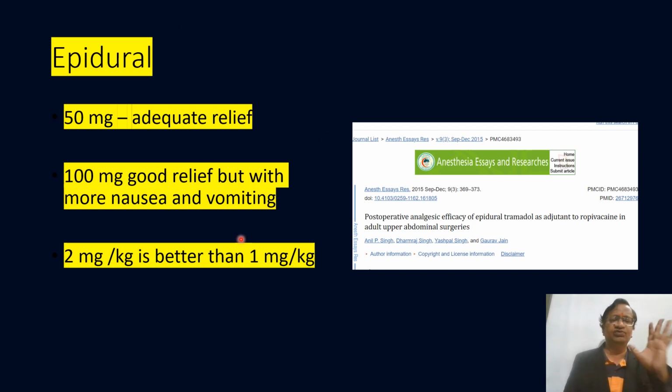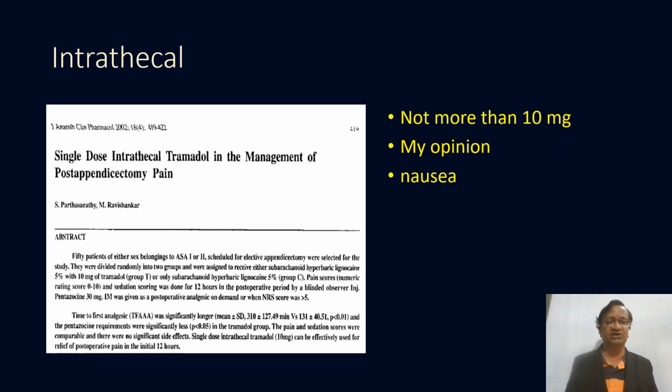Epidural 50 milligram gives adequate pain relief; 100 milligram comes with some vomiting. 2 milligram per kg is slightly better, but vomiting and nausea are more. So it is preferable to give 50 milligrams of epidural tramadol.